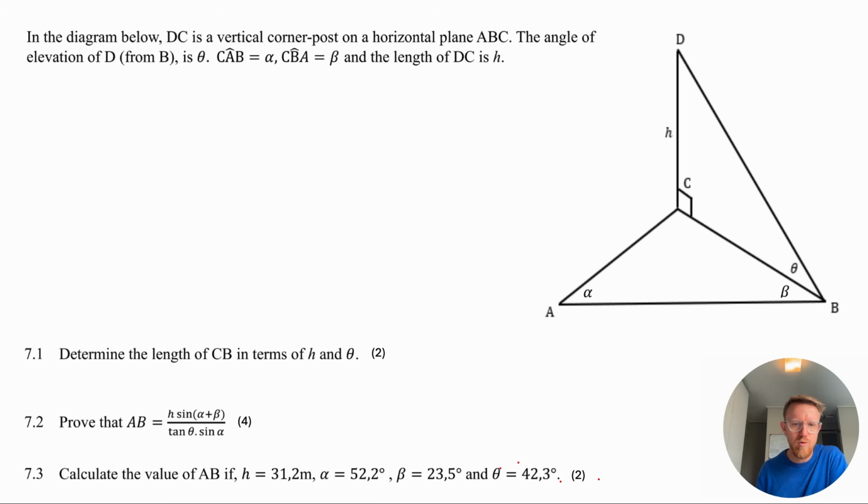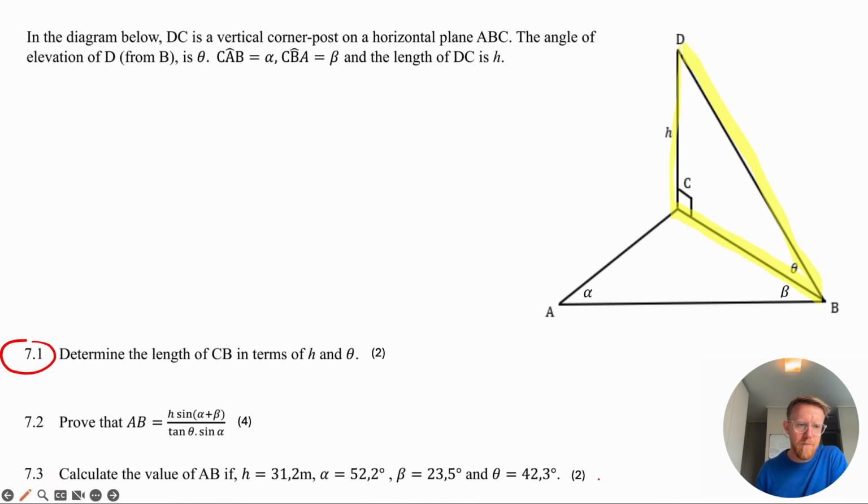First question for 2 marks. Let's just get rid of all of that over there. Okay, determine the length of CB in terms of h and theta. So h and theta are in this triangle. So we will work in this triangle over here.